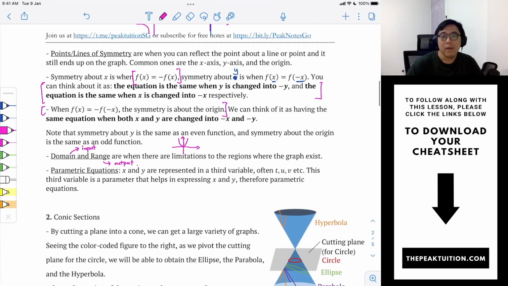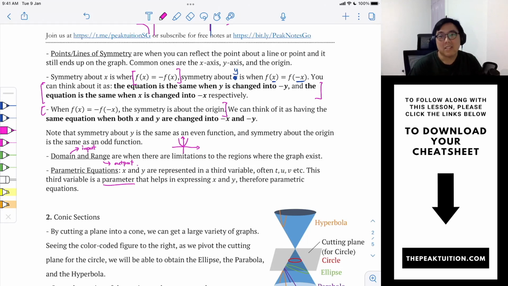Finally, we have a special type of equation which is known as the parametric equation. In this case, x and y are usually represented in terms of a third variable, often t, u, v, etc. This third variable is a parameter that helps in expressing x and y. And because you see it's a parameter, right? Therefore it is called a parametric equation. Not a very nice name, right? It sounds cool, but it's not that cool.